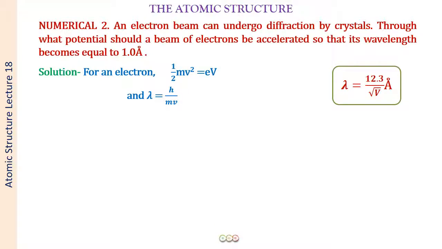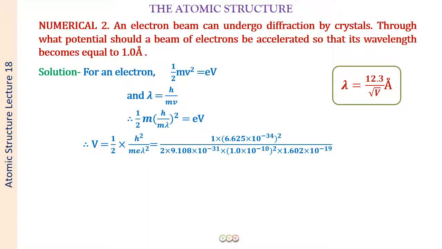Replace this v by that. What do we get is half m into h by m lambda whole square. This is going to be eV. So you can calculate the potential from here. V and e is going to go to the denominator side. So we have V, the potential, that is going to be half into h square by m e lambda square. All these values, h, m, e, and lambda, are known to you, lambda is given to you.